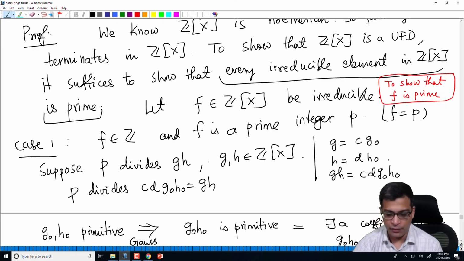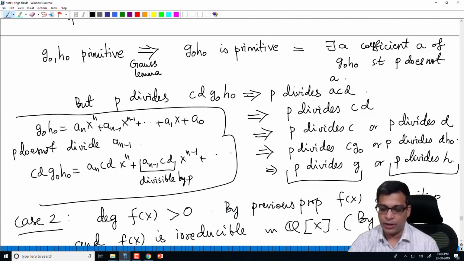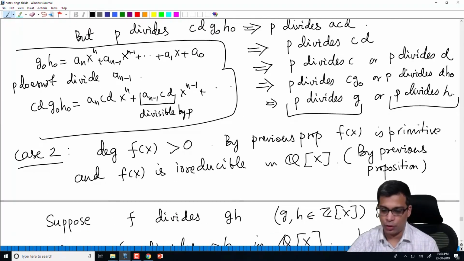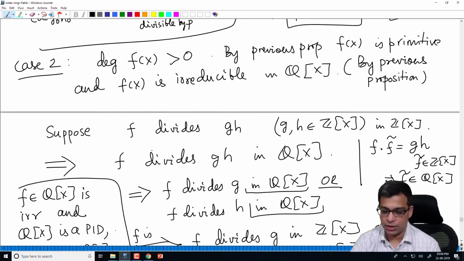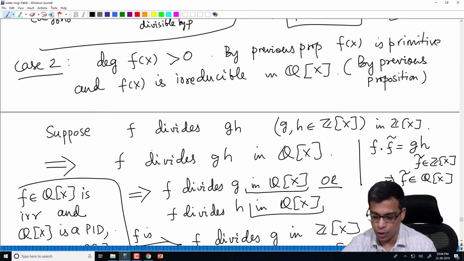There are two cases. In the first case, F is actually a degree 0 polynomial, a constant in other words, in which case it has to be a prime integer, and we did that case here. A prime integer dividing a product of two polynomials easily implies that it divides one of the polynomials. That we have settled here in case 1. In case 2, we are treating the case where the degree is positive, and now by the previous proposition we have two important assertions. F is primitive and F is irreducible in Qx. So now if F divides GH in Zx, it certainly divides GH in Qx.